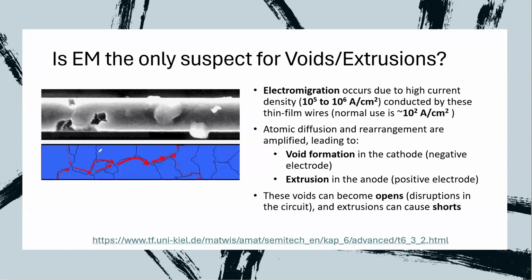But when you look at electromigration, are you telling me that electromigration is the only suspect for voids or extrusions, right? Even at high current density, megaamps per centimeter squared, as we mentioned here, and it's getting close, right? It's here already. If you operate in this range, then you will be in trouble. Okay, you have to worry.